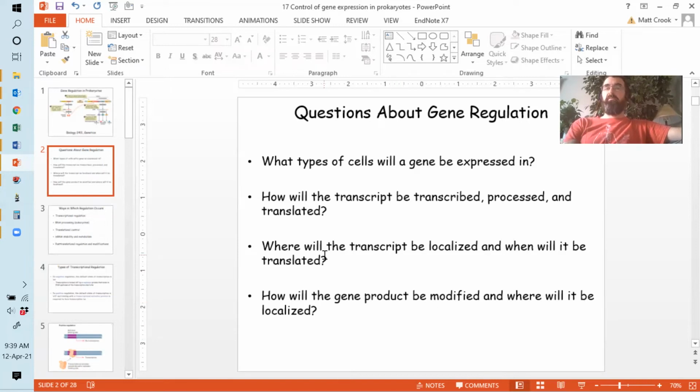This one: where will the transcript be localized and when will it be translated? Localized, particularly in terms of eukaryotes, can mean: is it going to be in the cytoplasm or is it going to be in the rough endoplasmic reticulum? Right, because that determines whether that protein is going to be in the cytoplasm or in the cell membrane or in the extracellular space. And when will it be translated, right?